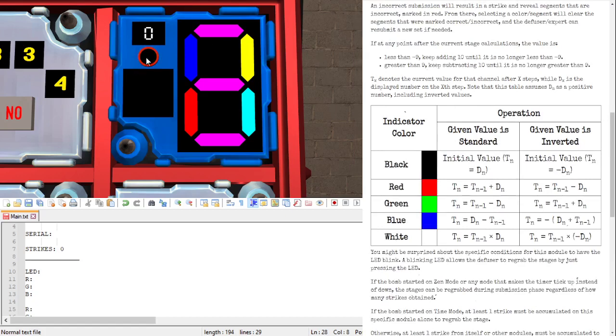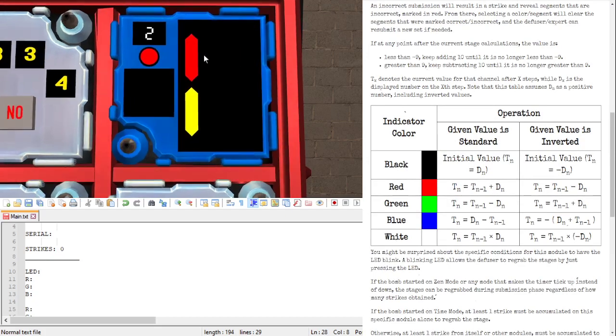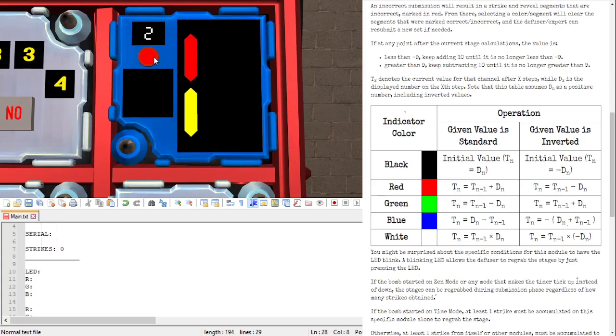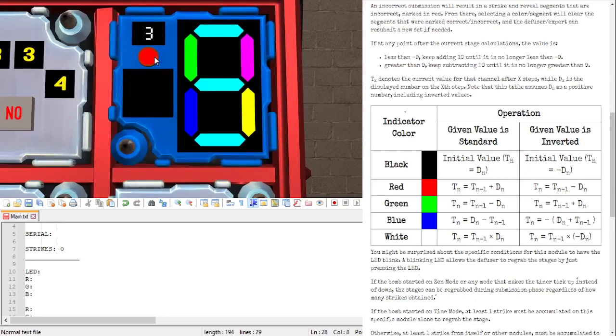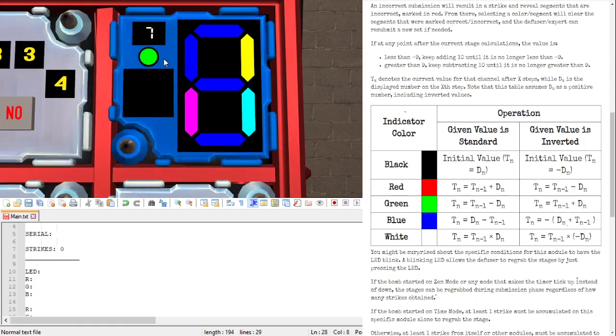We have black LED. First stage is this one for white LED. Then second stage is this one for red LED. Third one, red LED and this one. Fourth one, blue and this one. Fifth one, white LED and this one. Then sixth one is red LED and it looks like this. And the last 7th stage of the 7 module is with green LED and it looks like this.